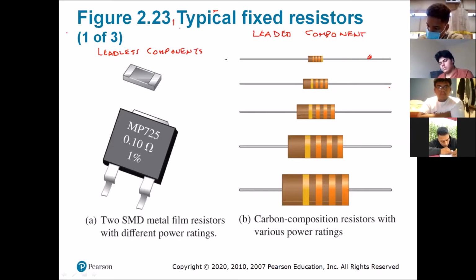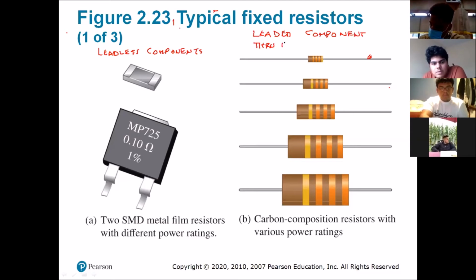Because they don't have a wire lead coming out of them. You notice here that there's no wire lead on this little square thing. And these leads over here are not really designed to go into a circuit board. This, by the way, is sometimes called a through-hole component.